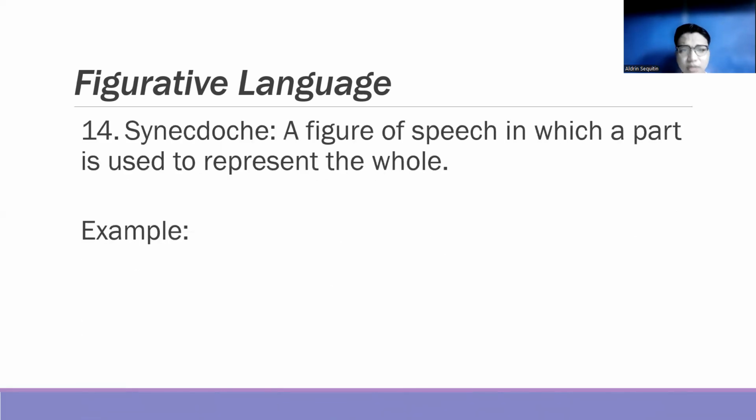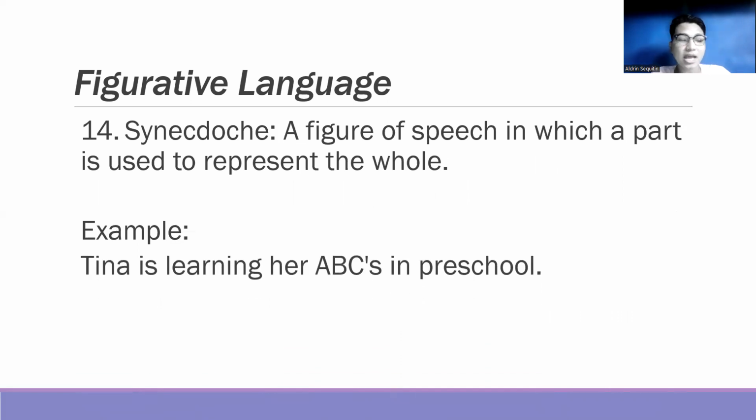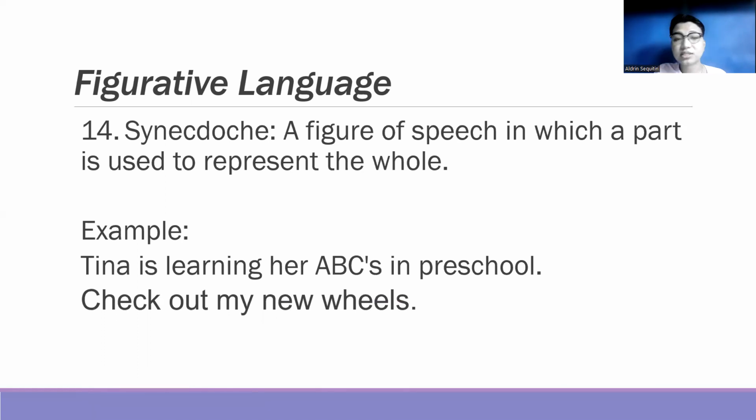Next would be synecdoche. Synecdoche is a figure of speech in which a part of something is used to represent the whole. Okay, or a part is used to represent the whole thing. For example, Tina is learning her ABCs in preschool. So here, ABC represents the alphabet. Okay? So instead of writing all the letters of the alphabet, you could just replace it by ABC. That will represent the whole of it. Okay, another example, check out my new wheels. So in here, wheels represent a vehicle or a car. So again, in synecdoche, we are using a part to represent the whole of that thing.